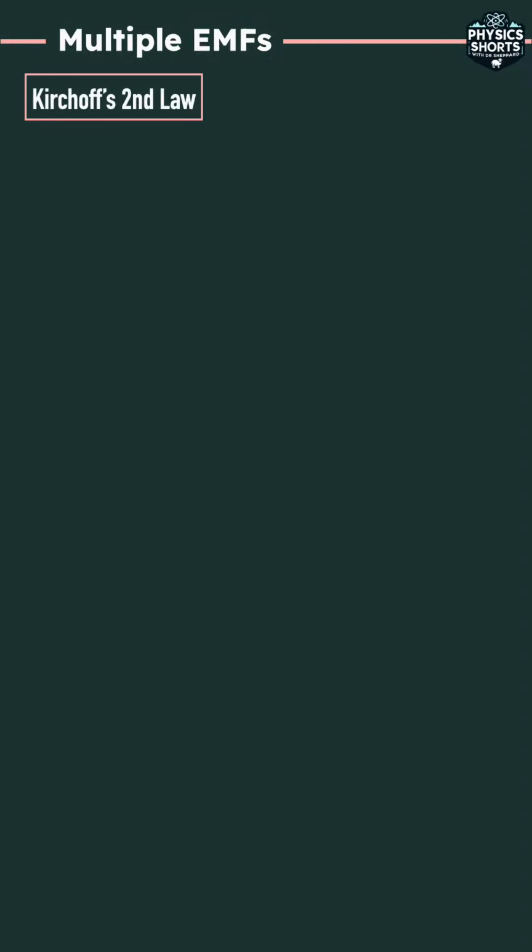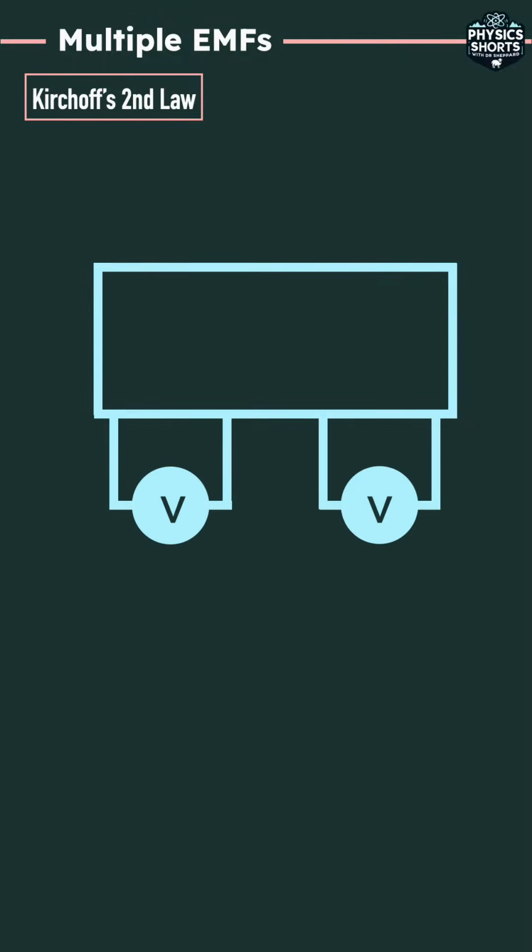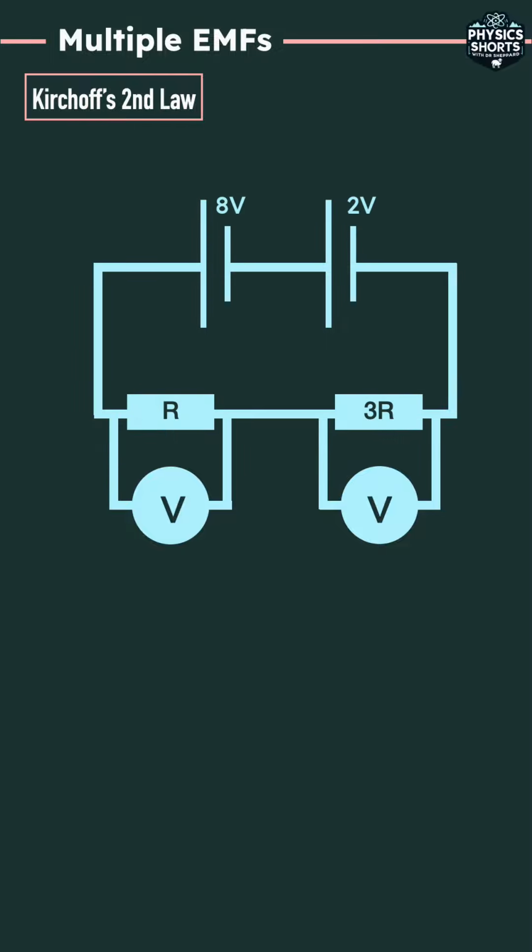Some circuits have multiple EMFs. Let's use Kirchhoff's second law on each of the following. A battery of 2 cells, 8 volts and 2 volts, and 2 resistors of resistance R and 3R in series. The sum of the EMFs is 10 volts, so R has 2.5 volts PD across it, and 3R has 7.5 volts PD.